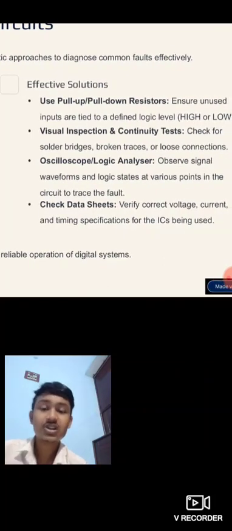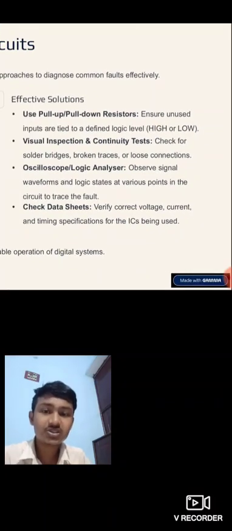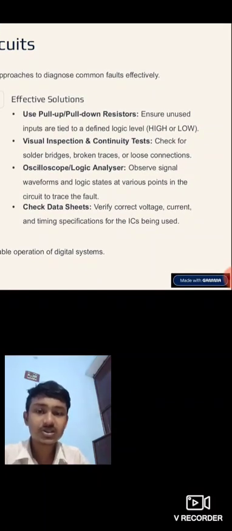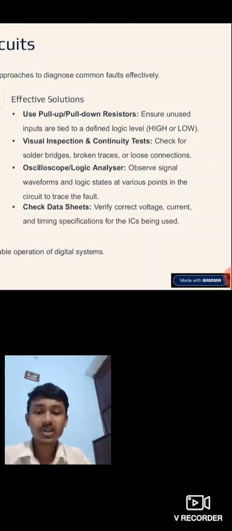Effective solutions. Use pull-up and pull-down resistors to ensure inputs are tied to defined logic levels, and use visual inspection and continuity tests to check for solder bridges, broken traces, or loose connections. Use an oscilloscope to observe signal waveforms or logic states at various points in the circuit. Trace the fault. Check the datasheets and verify the correct voltage, current, and switching timing of the ICs being used.